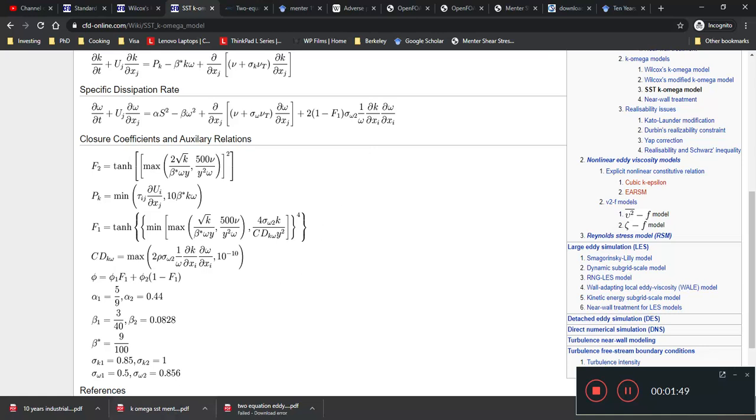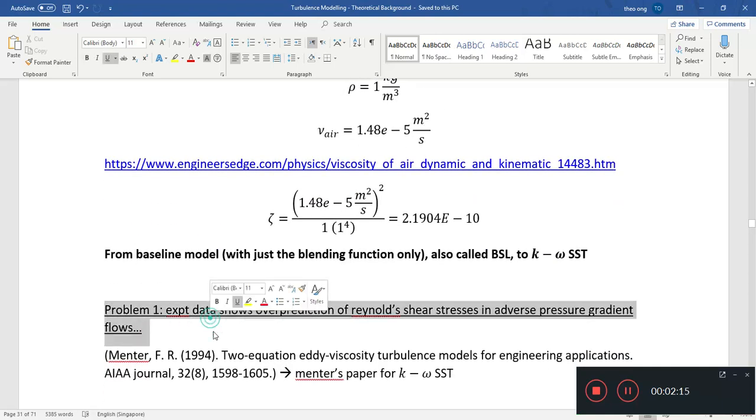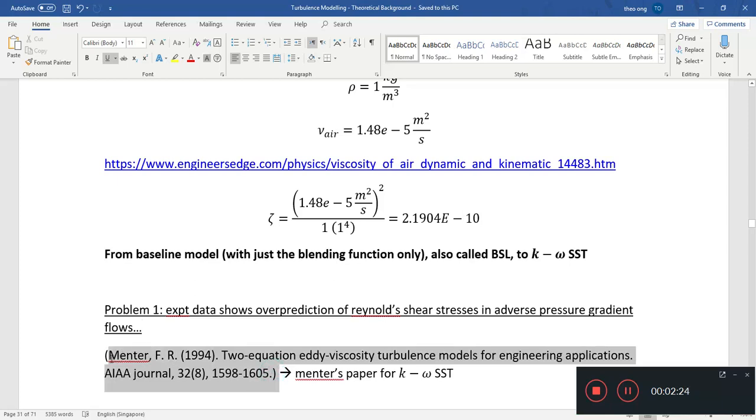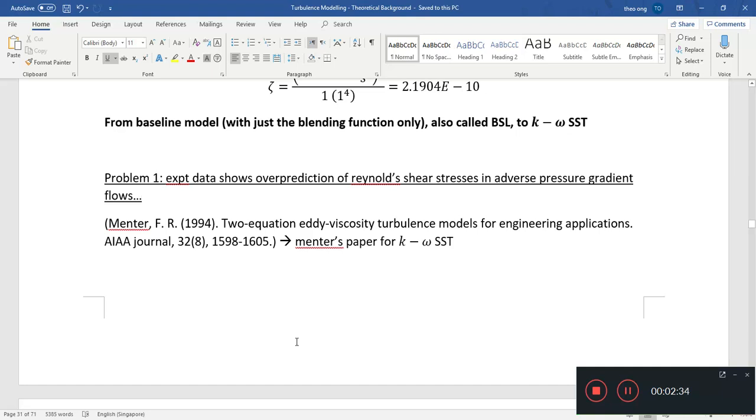So this is what we call the baseline model, k-omega BSL. It is like the precursor to the k-omega SST, or shear stress transport, equation. Even with this blending, there are a few problems that pop up. The first problem is that experimental data shows over-prediction of Reynolds shear stress in adverse pressure gradient flows. This is from the 1994 version of the k-omega SST model, Menter's paper for the k-omega SST. So this is one of the problems that happens.